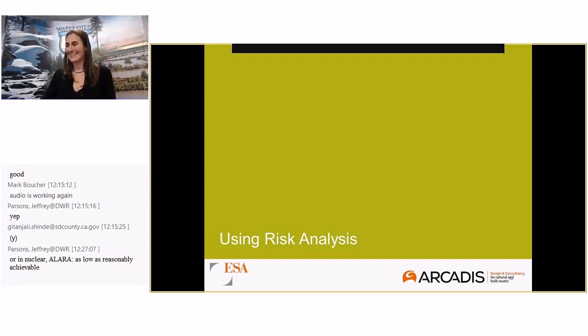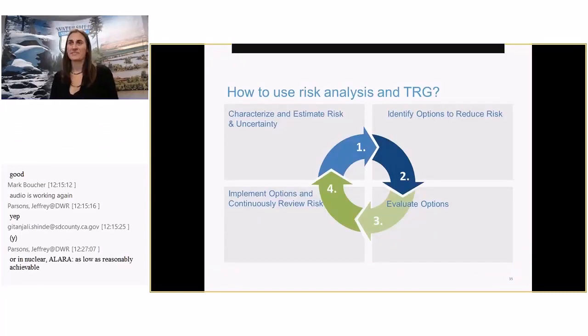Okay. So how do you use risk analysis and tolerable risk guidelines? Sort of a pretty simplified process that we have up here is your first step is to characterize and estimate risk and uncertainty. So to do that, you need to look at what are all of your hazards and what's the probability of flooding. Then you're going to take an inventory of all your possible consequences. And typically, we look at property and infrastructure, but recently life safety.